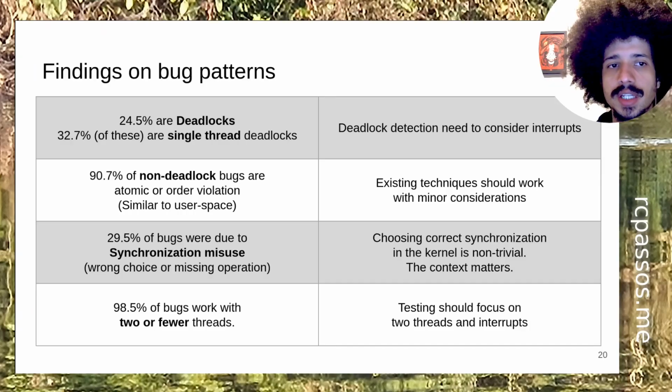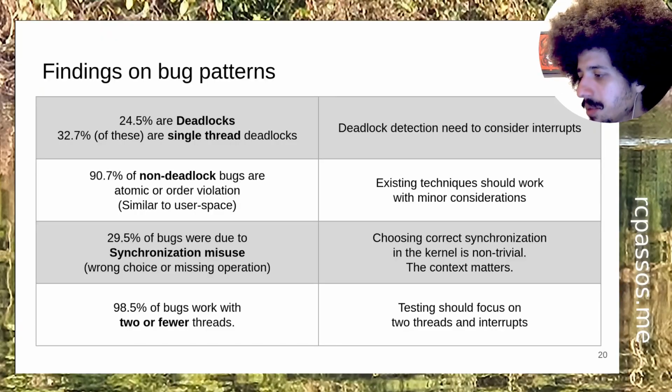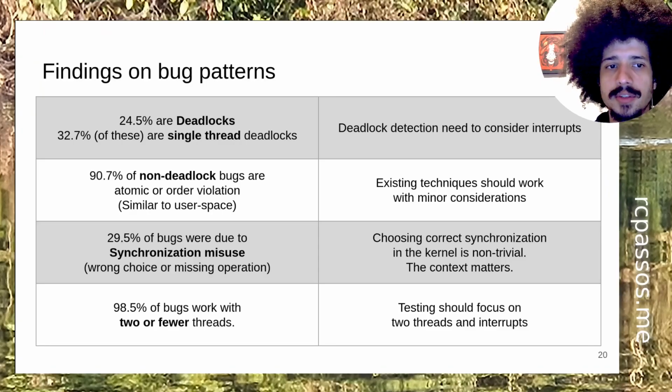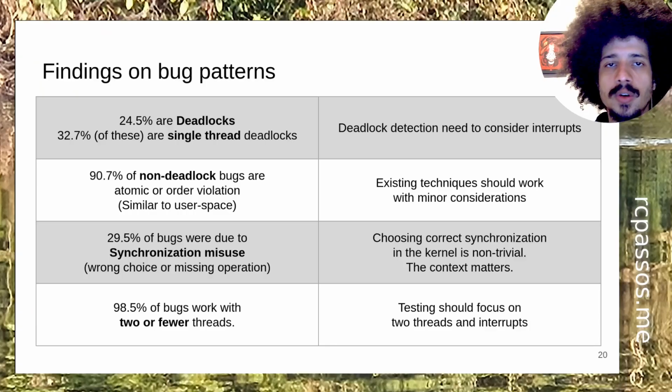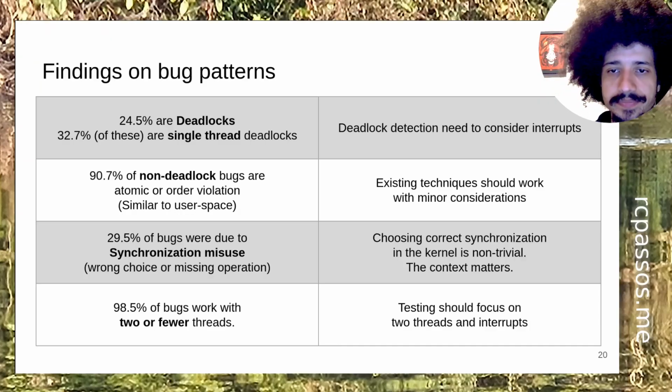90% of the non-deadlocked bugs were atomicity or order violation bugs. This is quite similar to user space, and here we can just keep using the same techniques with just minor considerations. 29.5% of the bugs were due to synchronization technique misuse, either a wrong choice of technique or a missing part of the technique, like we have a mutex but we don't have the initialization done correctly.